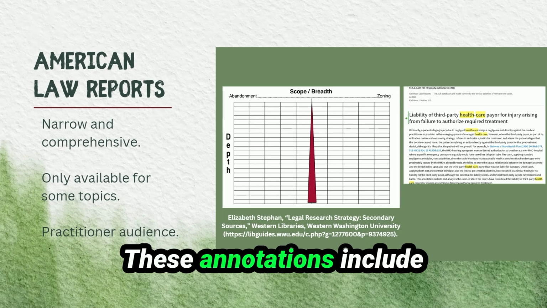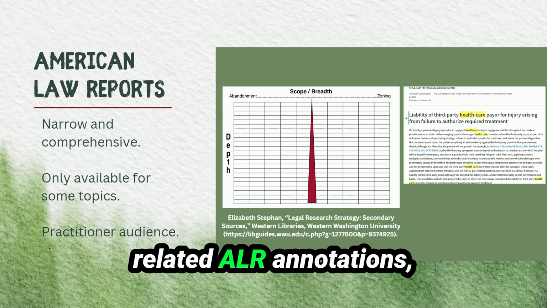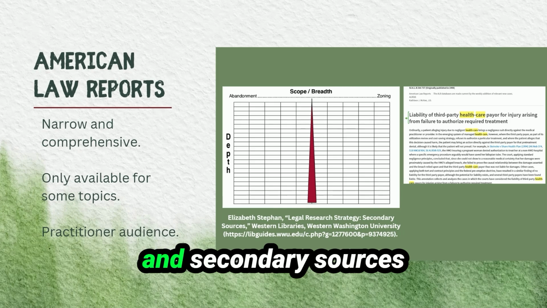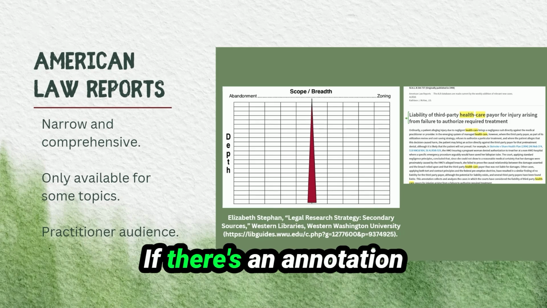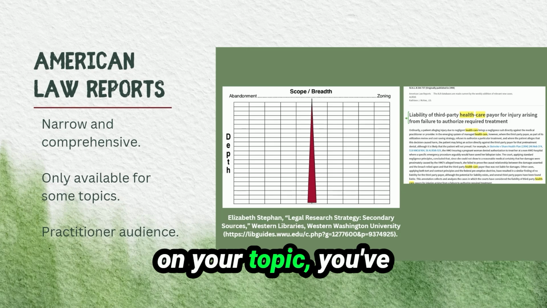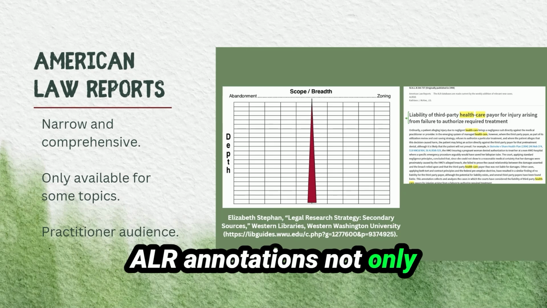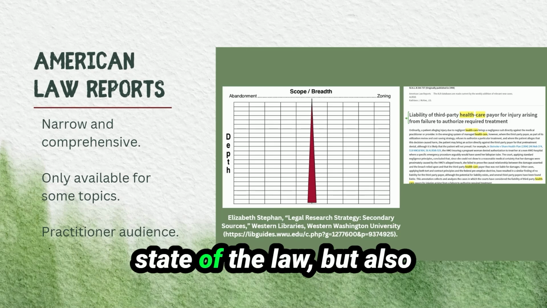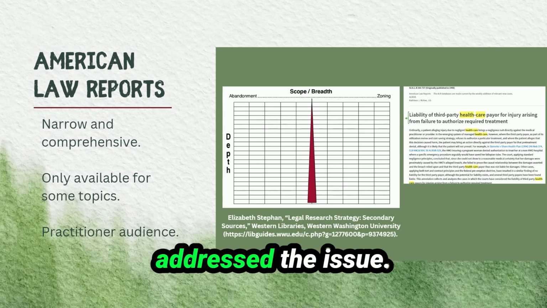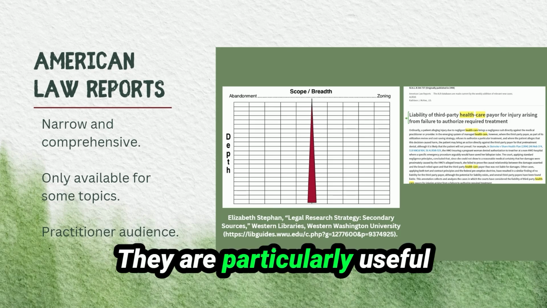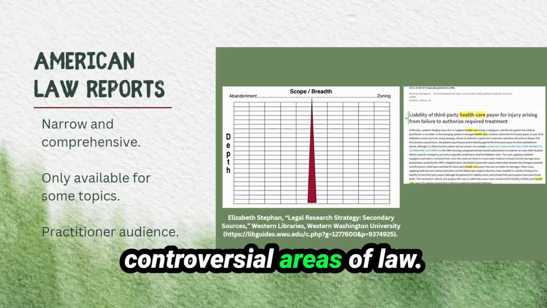These annotations include citations to primary sources, related ALR annotations, and secondary sources such as law review articles and treatises. If there's an annotation on your topic, you've hit a gold mine. ALR annotations not only summarize the current state of the law, but also highlight how courts across jurisdictions have addressed the issue. They are particularly useful for rapidly developing or controversial areas of law.